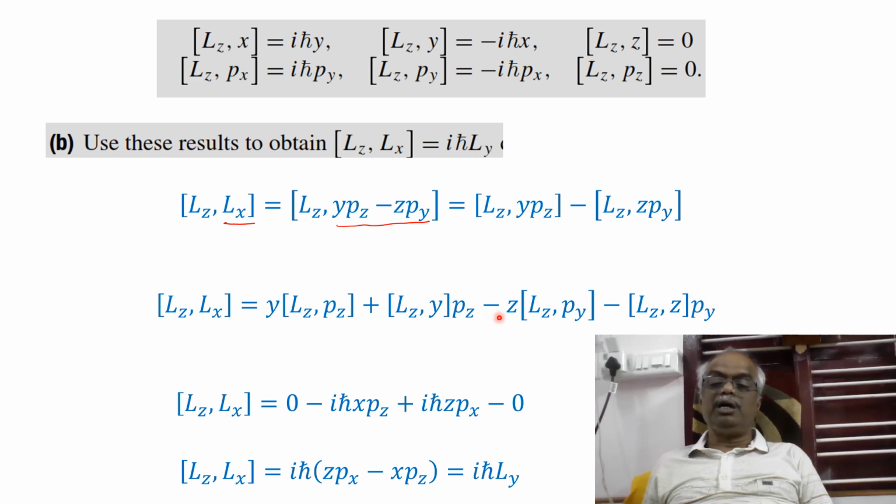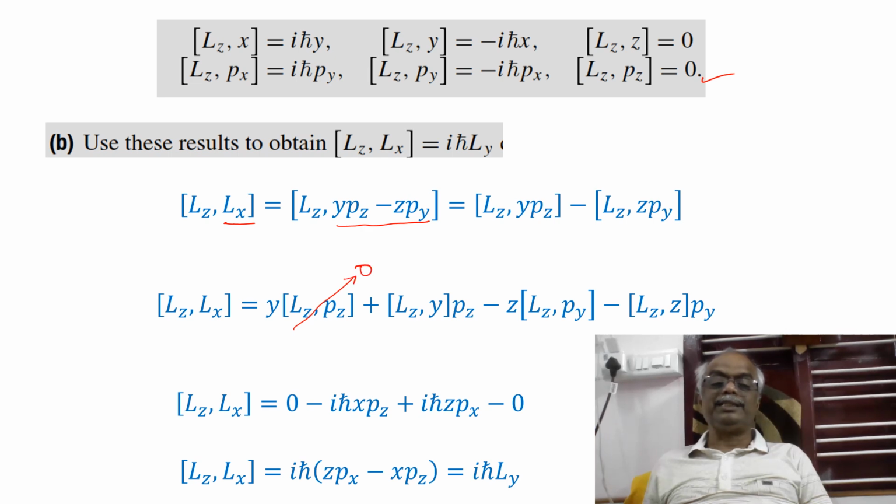Now we have expanded. Use this result here. What is [Lz, pz] here? This one. [Lz, pz] is 0. You can see. So naturally, this is 0.